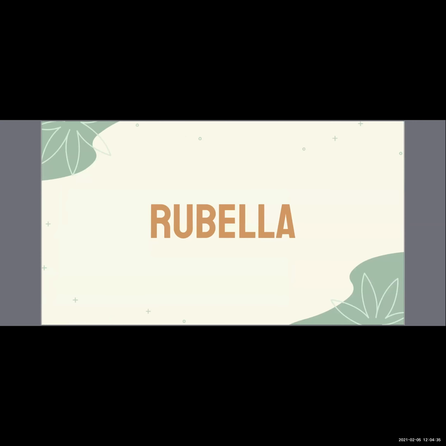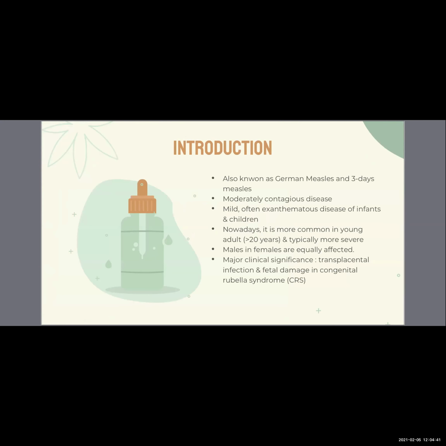The last virus is rubella virus. Rubella virus is also known as German measles and 3-day measles. It is a moderately contagious disease, and it is a mild, often asymptomatic disease of infants and children. But nowadays, it is more common in young adults, more than 20 years, and typically more severe. And males and females are equally affected. And the major clinical significance of this rubella virus is due to the transplacental infection and fetal damage in congenital rubella syndrome that we'll explain later.